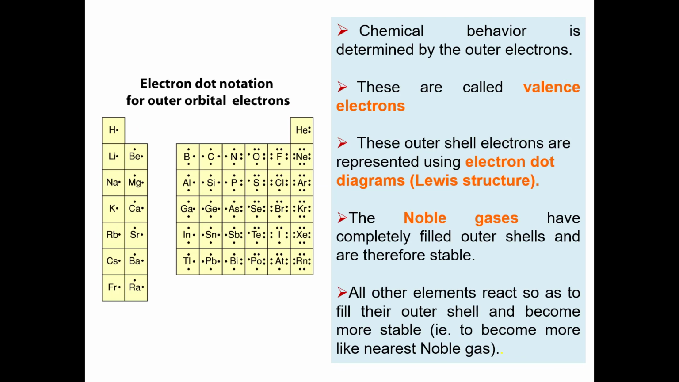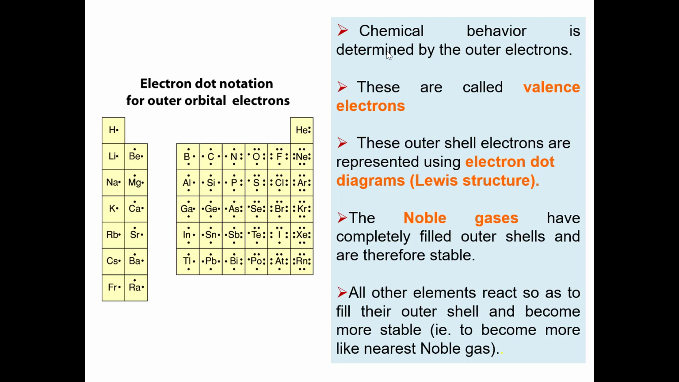Then we can use the electron dot configuration when we are working with chemical reactions, and also to understand how we can form new compounds. We can use the dot notation to indicate the number of electrons in the outer shell or in the last shell. Why is this important, the electrons in the outer shell? Because the chemical behavior is determined by the outer electrons.